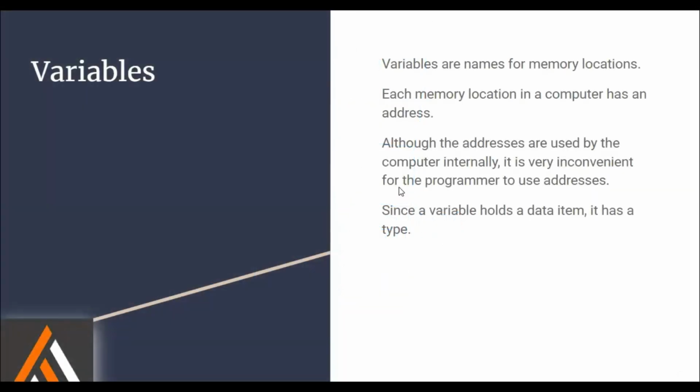So now we will go ahead with the variables. Variables are nothing but the named locations which we give at the time of program creation. So our data will reside in these variables. A variable holds the data item and it has a type.